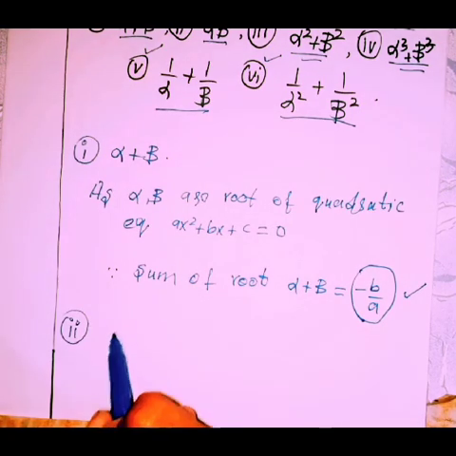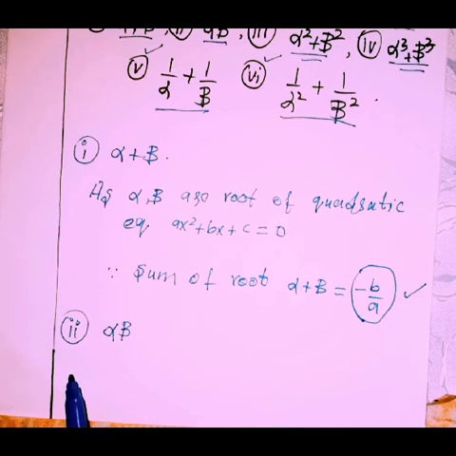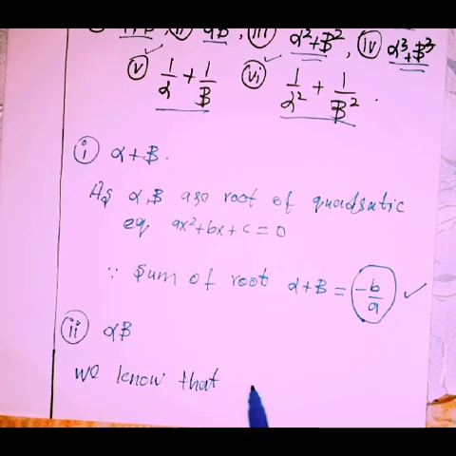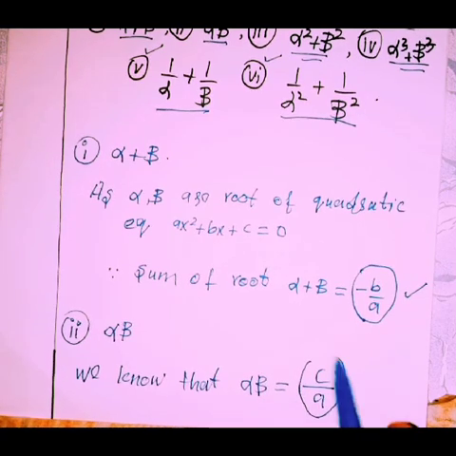Now second one, we have alpha into beta, the product of roots. So we know that the product of roots of a quadratic equation is equal to c divided by a. We know that alpha into beta, the product of roots, is equal to c divided by a.